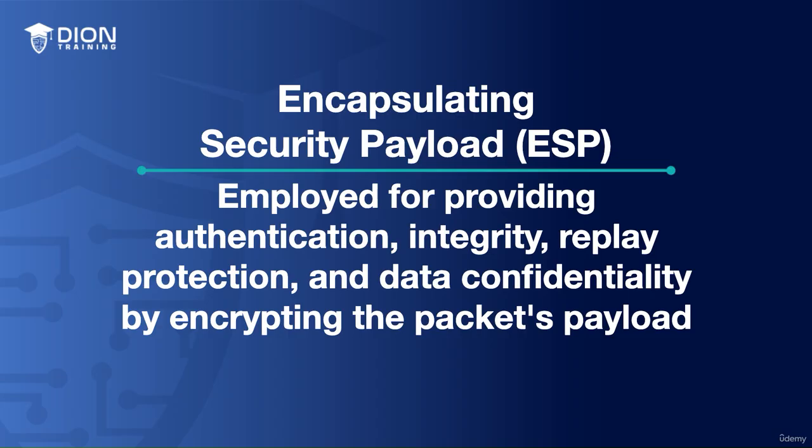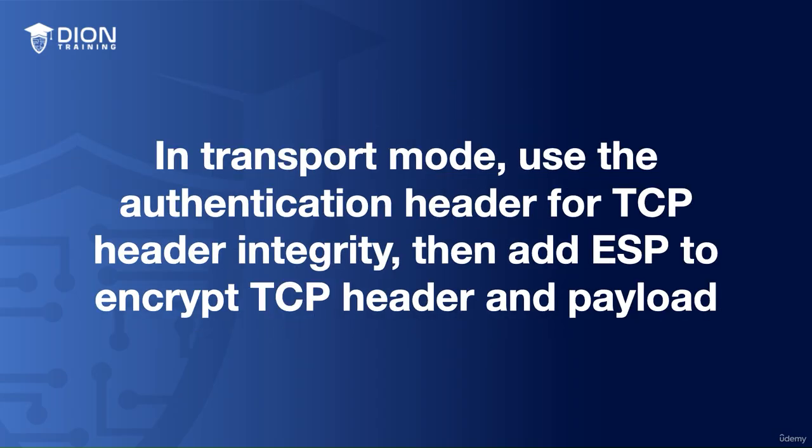So, if you're using transport mode, such as in a client-to-site VPN, you can use authentication headers to provide integrity for your TCP header, and then you can add ESP, or the encapsulating security payload, to be able to encrypt the TCP header and the data inside the payload. This does not encrypt the end-to-end header, so people outside your organization, though, will be able to see where the data is coming from and where it's going to, but they won't be able to read the data inside.